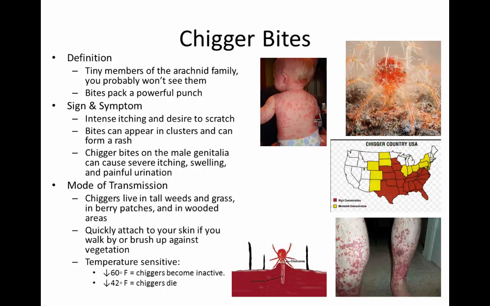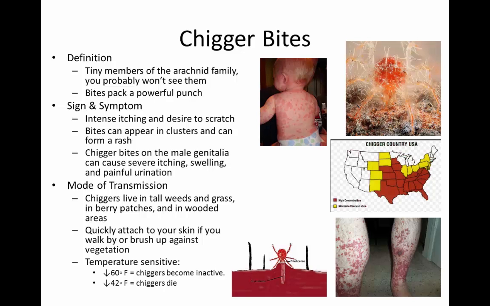Chigger bites: chiggers are tiny members of the arachnid family. You probably won't see them. However, their bites pack a powerful punch. Signs and symptoms include intense itching and a desire to scratch. Bites can appear in clusters and can form a rash. Chigger bites in the male genitalia can cause severe itching, swelling, and painful urination.